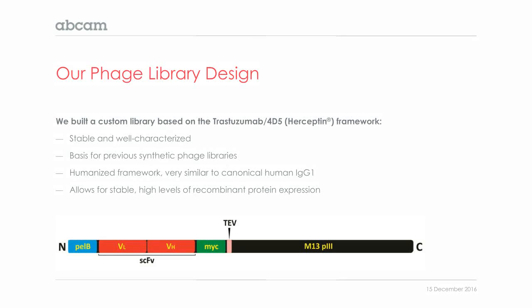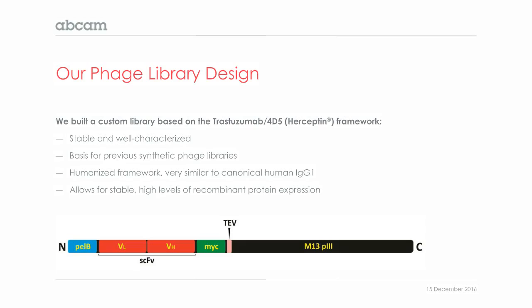So our phage library, as I mentioned, is an scFv-based phage library, and the framework of the scFv is based on the trastuzumab Herceptin framework. This is also referred to as 4D5. The reason we chose this framework is it's very stable and well characterized, and it's been shown to work well for other previously published synthetic phage libraries. It's a fully human framework, and it's very similar to the canonical human IgG1 sequence. And importantly for our purposes, it allows for stable, high levels of recombinant protein expression.